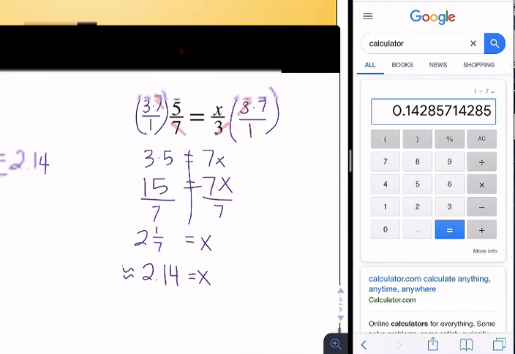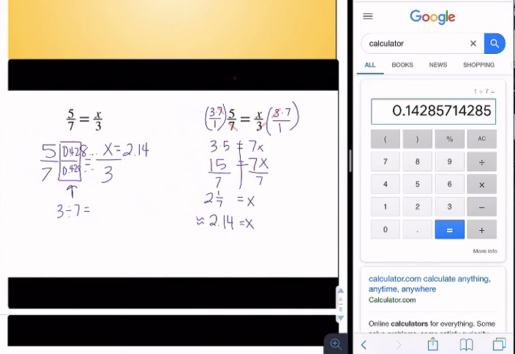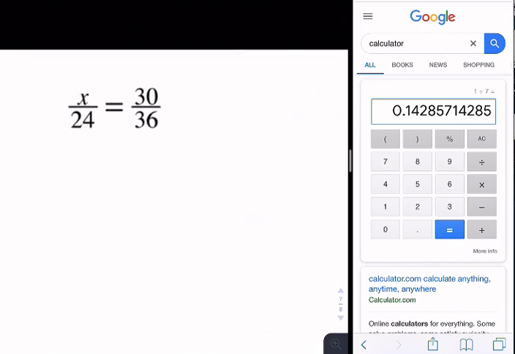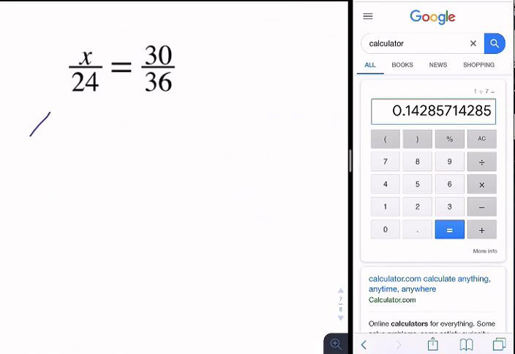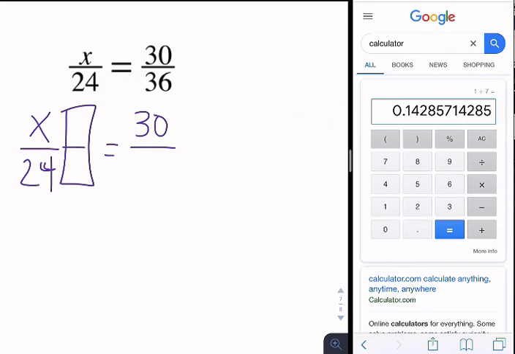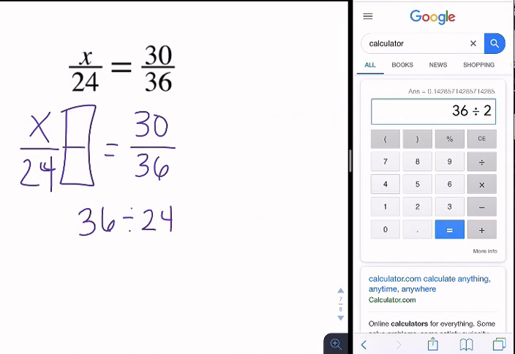All right, so there's one strategy for solving. Or there's two different strategies. Let's try them again. This one, I know they're proportional. I know that they're equivalent. So I'm going to use the giant 1 again. So what can I multiply by 24 to get to 36? To find that answer, I'm going to do 36 divided by 24, and I get 1.5. Whew, that's a lot nicer for us.